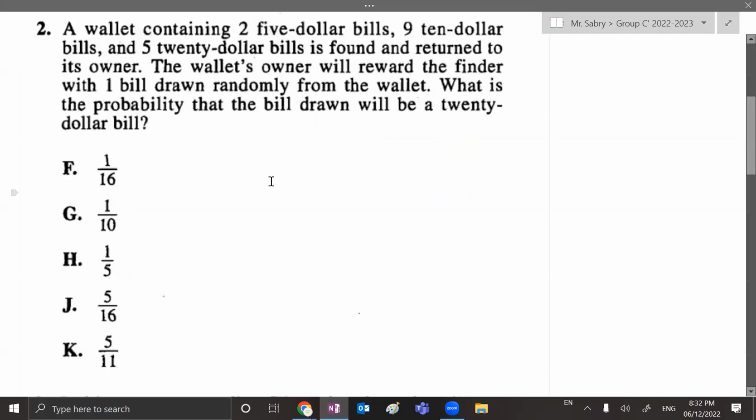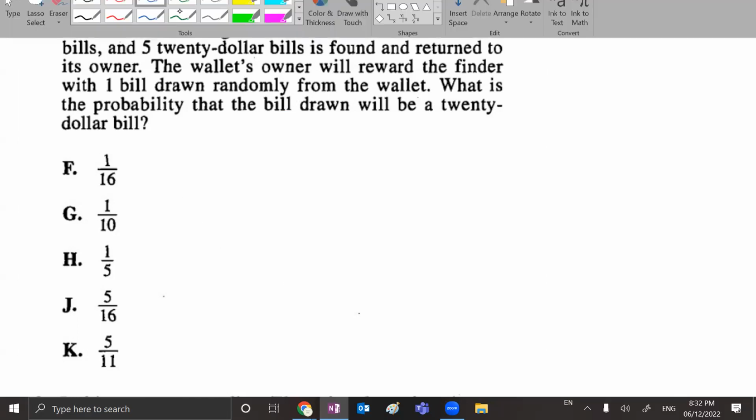It says here a wallet containing 2 $5 bills and 9 $10 bills and 5 $20 bills is found and returned to its owner. The wallet's owner will reward the finder with 1 bill drawn randomly from the wallet. What's the probability that the bill drawn will be a $20 bill? So what's the keyword? Where do we start?